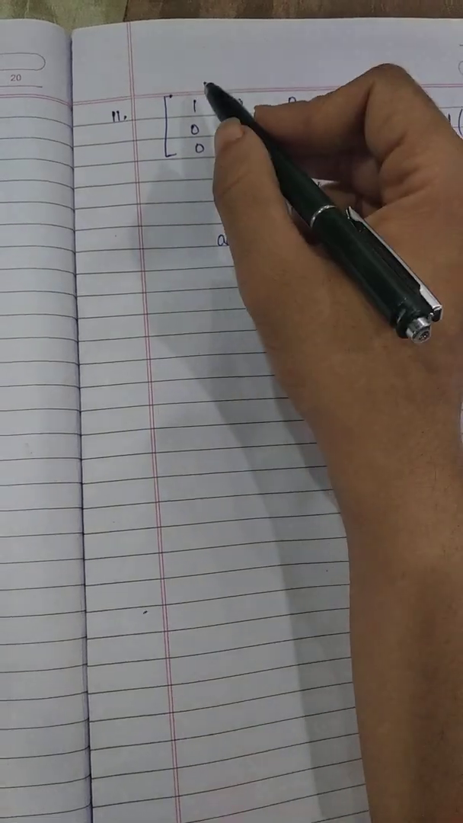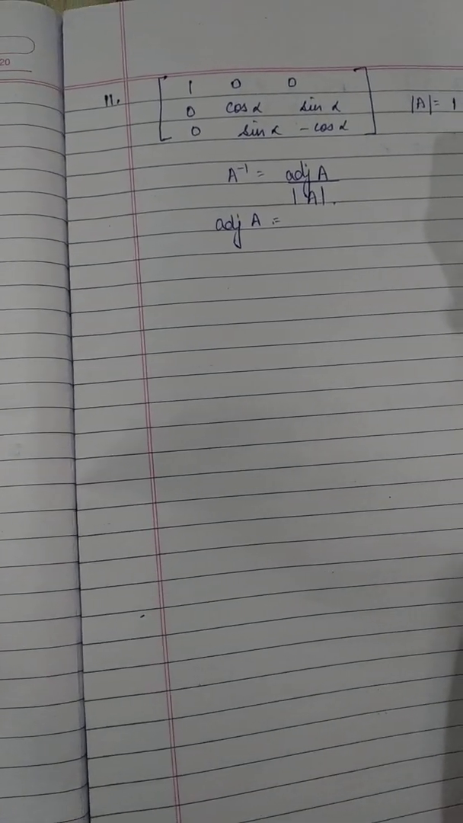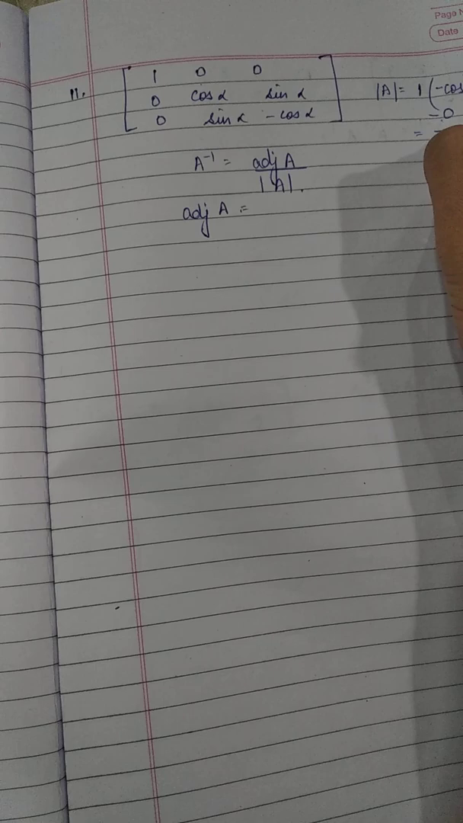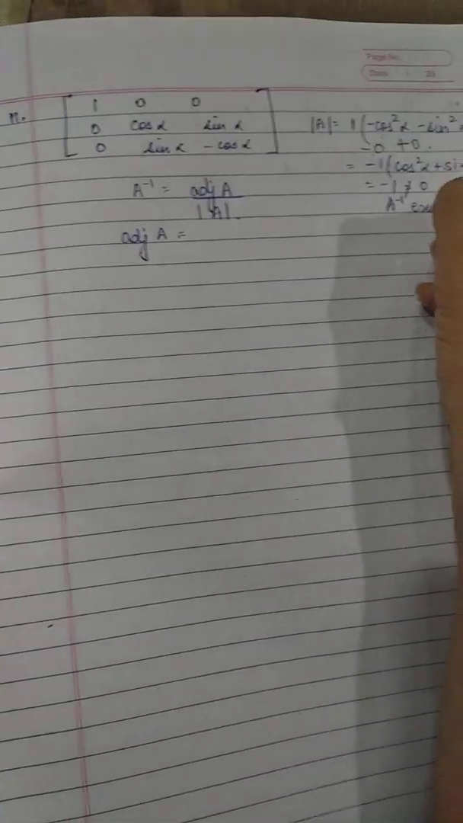So we have 1 expanding along R1. So we have 1. This is minus cos square alpha minus sin square alpha minus 0. Since this value is 0, we'll get the value as 0 for the entire term, plus 0. Taking minus common from here, so we have cos square alpha plus sin square alpha, that's minus 1, which is not equal to 0. Therefore, A inverse exists.